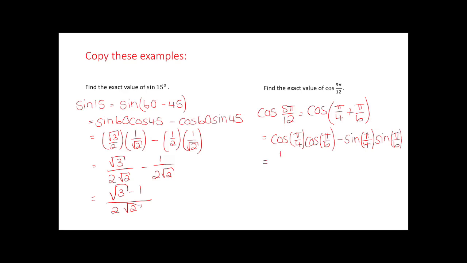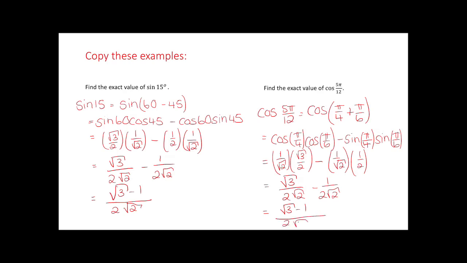Cos pi over 4 is 1 over root 2. Cos pi over 6 is root 3 over 2, minus 1 over root 2, which is sine pi over 4, and sine pi over 6 is a half. Need to simplify it, so it could go down to root 3 over 2 root 2 minus 1 over 2 root 2, and that's going to give us root 3 minus 1 over 2 root 2. So we actually get the same answer for sine 15 as we do for cos 5 pi over 12.